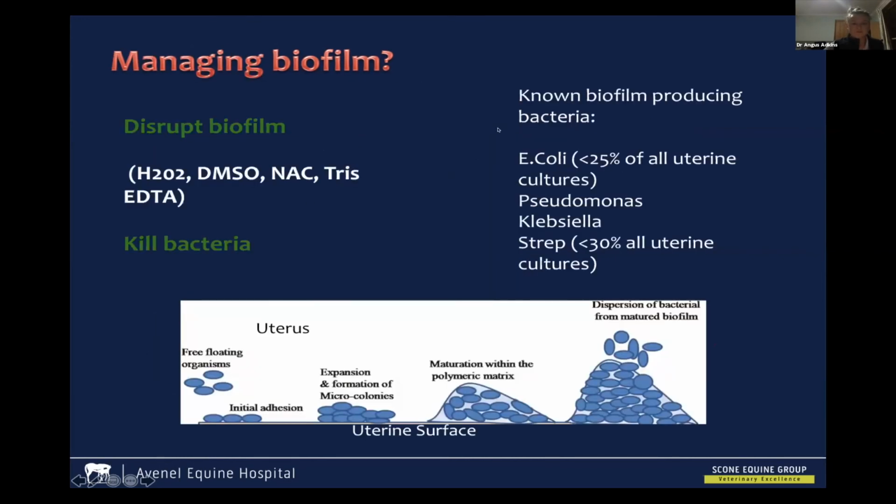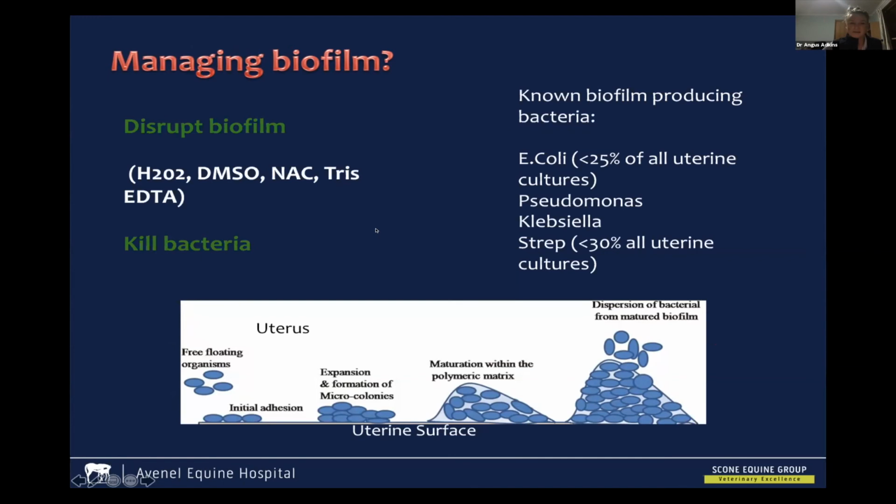So how can we manage this problem? And really there are two aspects. The first is actually physically disrupting the biofilm and breaking it down. And then the second aspect is to kill the bacteria. And some of the agents we use against biofilm will achieve both these things simultaneously, but some don't.